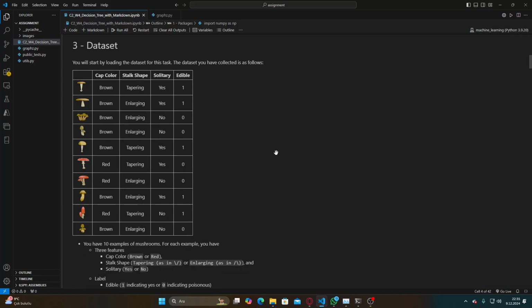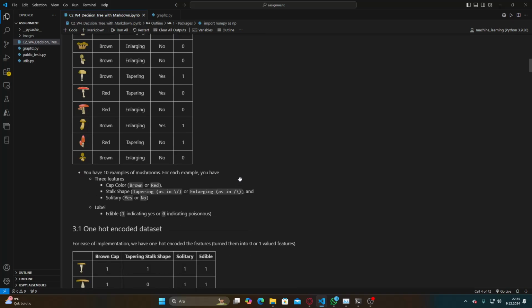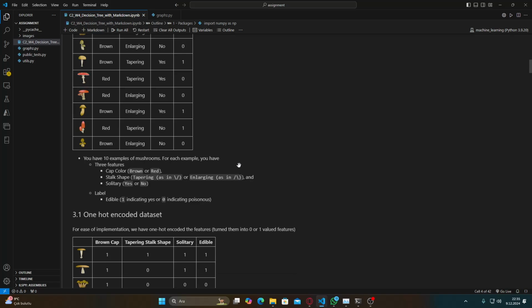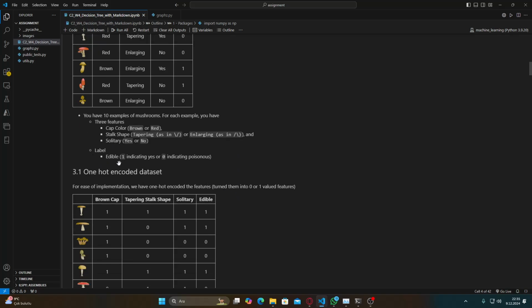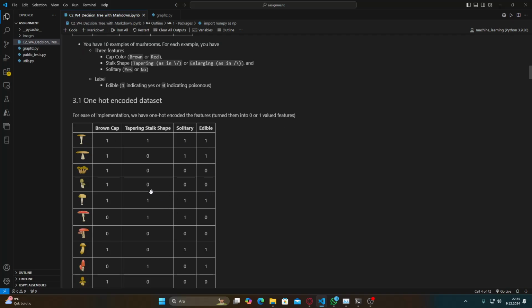And here is our dataset, which has cap color, stalk shape, solidity, and edibility. We have 10 examples of mushrooms, which have three features: color, shape, and solidity, as I said. And we are labeling as 1 or 0, so it's a classification problem. And a one-hot encoded dataset is given in here.